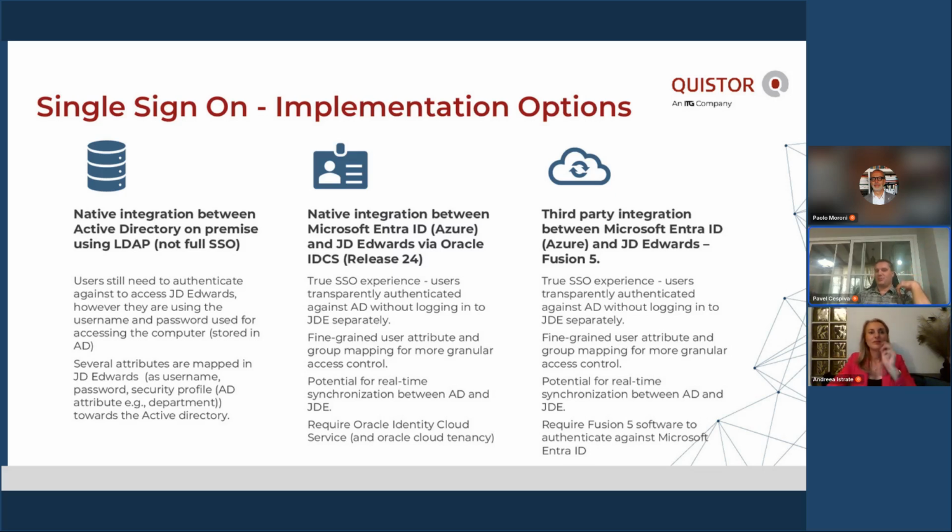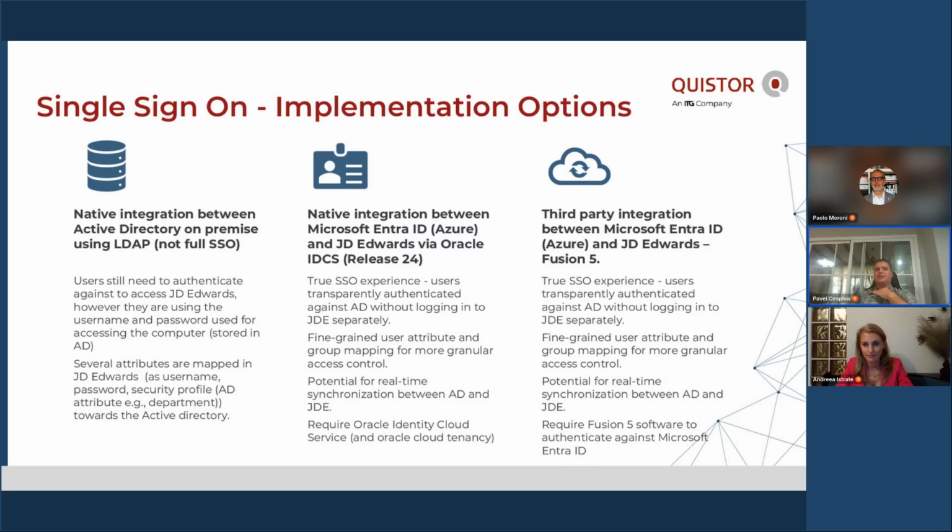Actually, I would get to that within my next slide, which explains, beside the benefits, what the possibilities are and what we at Quistor can help you with. Because with JD Edwards there are three options. One is not full single sign-on, but it can already help you with integrating JD Edwards towards your Active Directory via LDAP. That means you can start using your enterprise IDs and passwords, but it will not bring the full single sign-on experience.